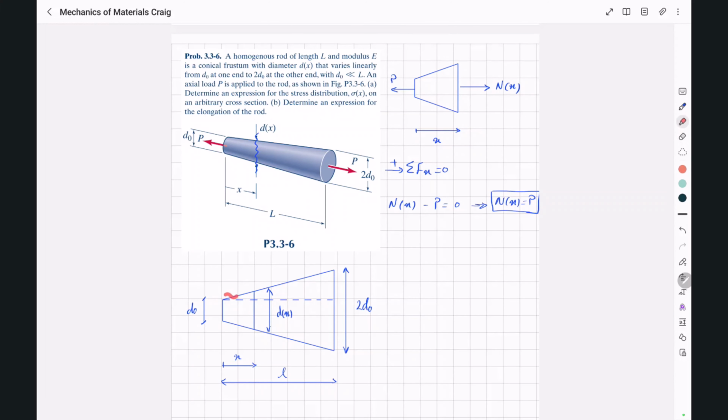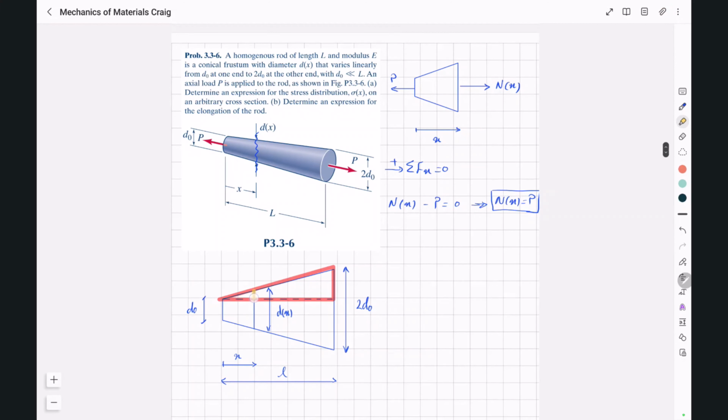Now if we consider this triangle, this length here will be equal to dx minus this D0, divided by 2. So this total length is dx, this is D0, and we have 2 halves of dx minus D0 divided by 2.